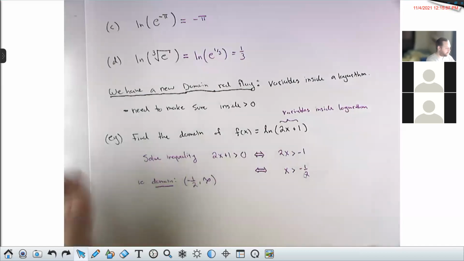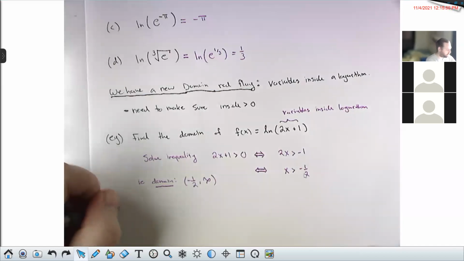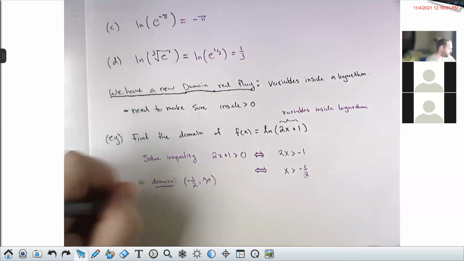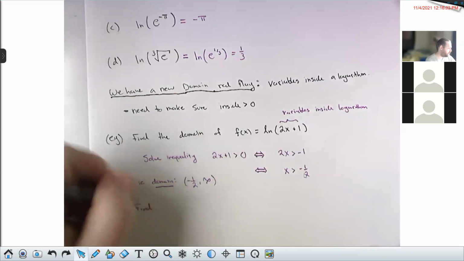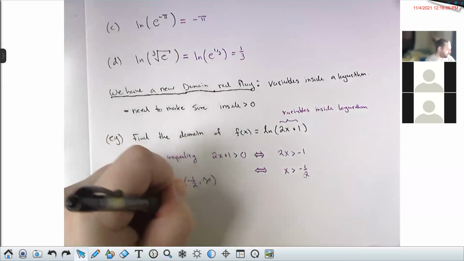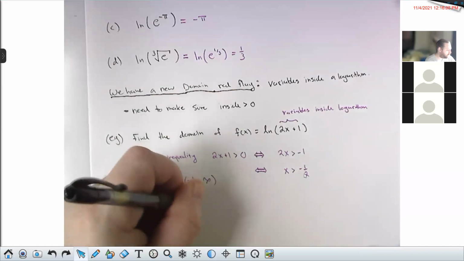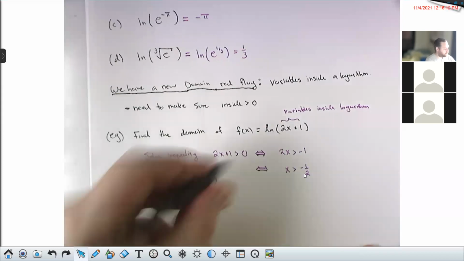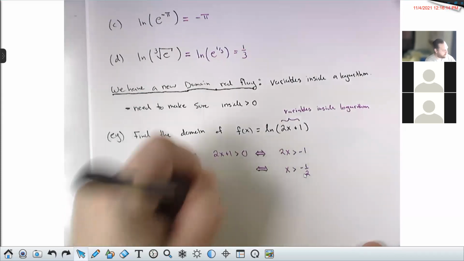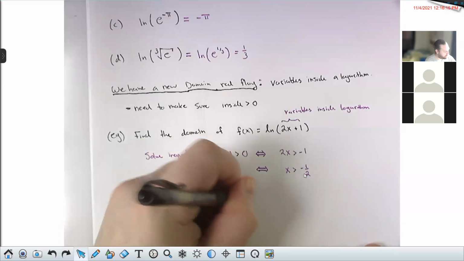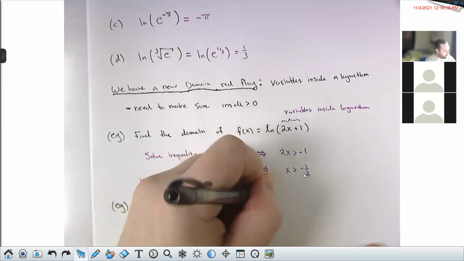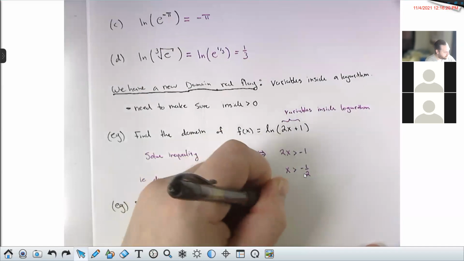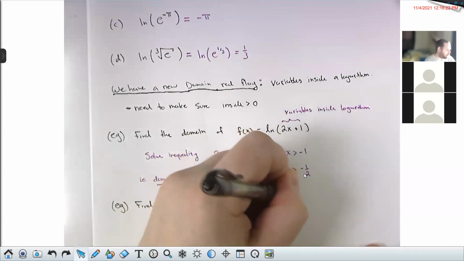And these can get a little bit more complicated if the resulting inequality is nonlinear. So we can find ourselves solving rational and polynomial inequalities if the inside of my logarithm is rational or polynomial.